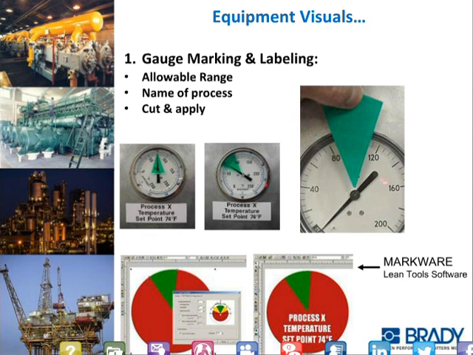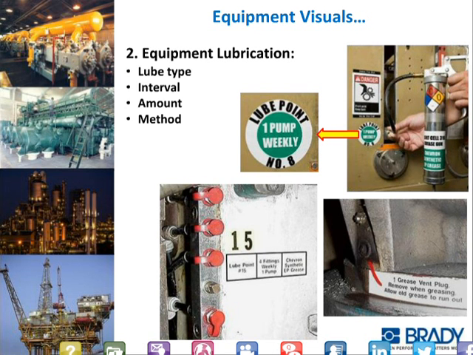So we've finished with gauges, the analog gauges, now lubrication. So many rotating equipment pieces are damaged by improper lube, wrong lube, too much lube, not enough lube, contaminated lube. So the labels help at least provide a visual that says, here's the lubrication type, the interval, how often, the amount, and the method.